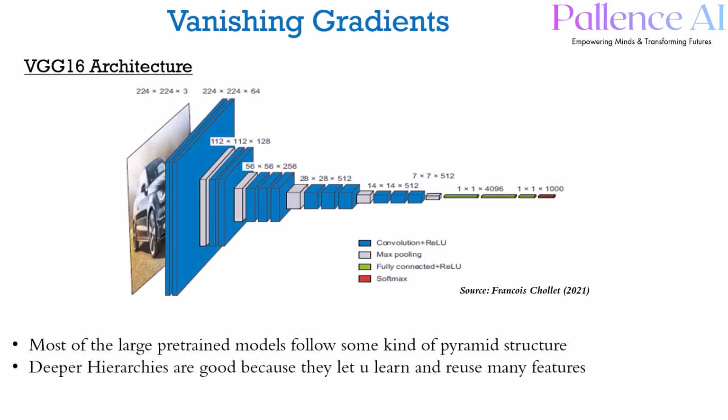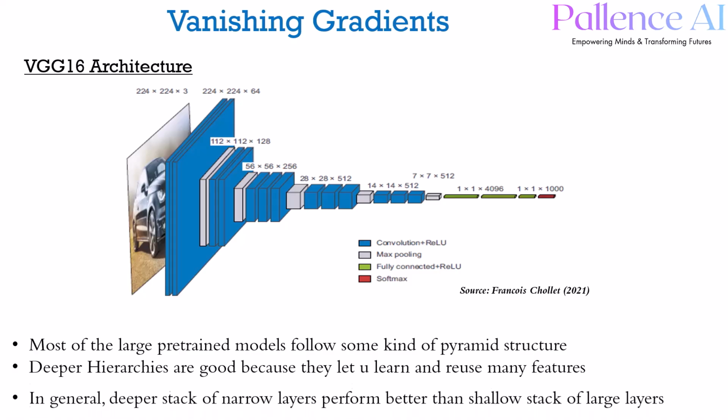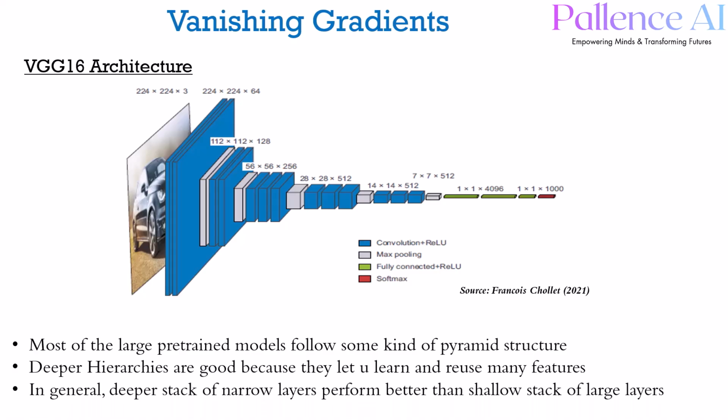And these deeper hierarchies are good because they let you learn and reuse many features. In principle, a deep stack of narrow layers like what you see here performs way better than a shallow stack of large layers. That's what people typically use when they have trained many pre-trained models in computer vision: a deep stack of narrow layers.